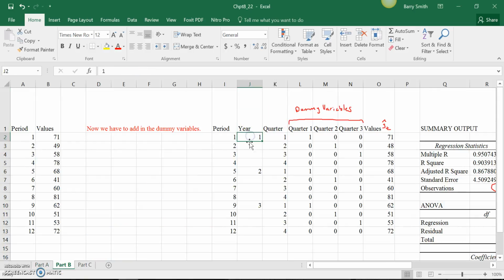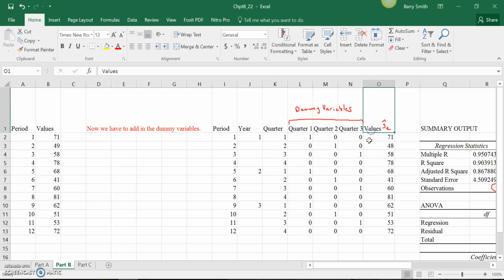Year 1 is going to be these 4, then year 2 is those 4, and year 3 is those 4, with the associated quarters 1, 2, 3, 4, 1, 2, 3, 4, 1, 2, 3, 4. Remember, if it's quarter 1, then you put a 1, otherwise it's a 0. These are my dummy variables, quarter 1, quarter 2, quarter 3. For year 1, it's quarter 1, so that's a 1 and those two get 0. Quarter 2 gets a 1, those two get 0. For quarter 3, that's a 1, those two are 0. And for quarter 4, it's just 0 straight across.